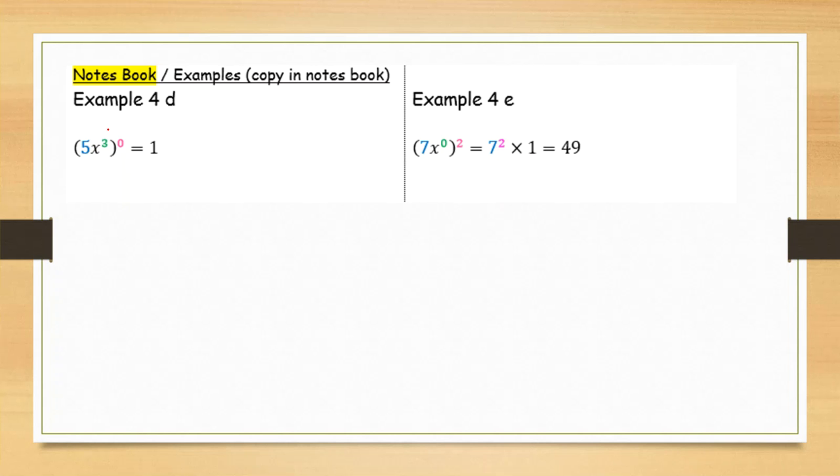So in here, with, for example, 4d, we have this part to the power of 0. Anything to the power of 0 equals 1. So that includes 5x cubed.